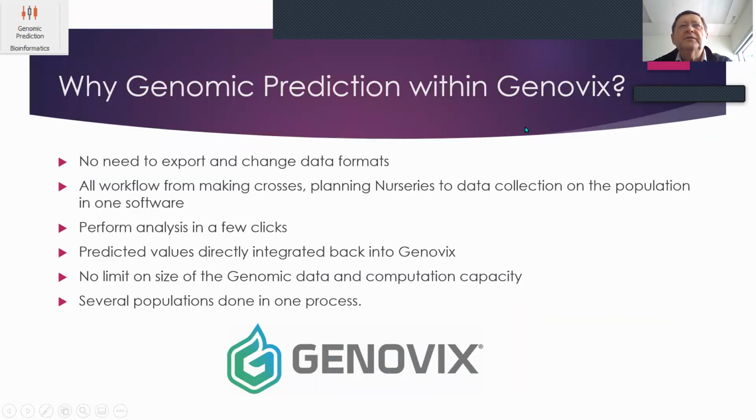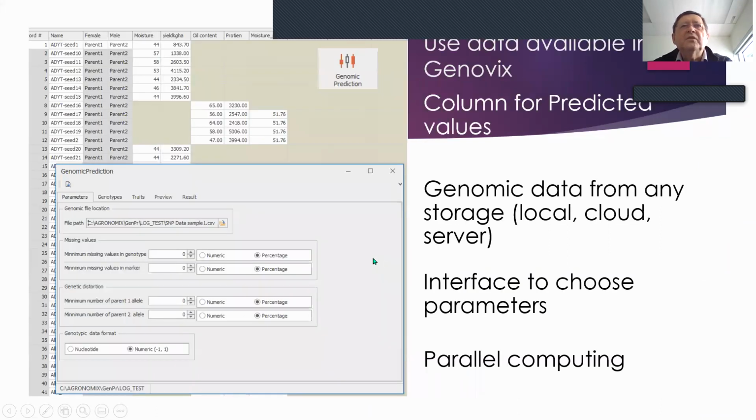Genomic prediction within Genovix. Why? No need to export and change data formats. All workflow for making crosses, applying nurseries, data collection on the population in one software. So all links together. The analysis done in a few clicks, predictive values directly integrated back into Genovix. So here's an example. The data is in Genovix here, a couple of options which are relevant. So we do a lot of pre-processing that normally people spend a lot of hours with their SNP data and everything, getting it all organized. No need to do that.